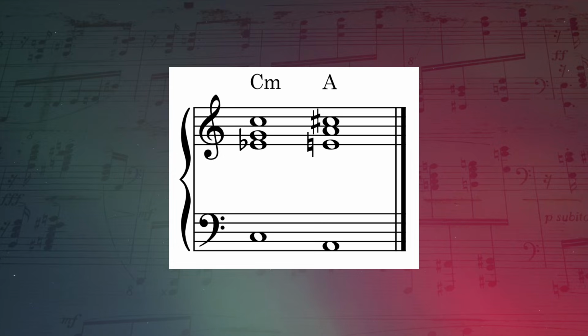A root position chord means you have the root of the chord in the bass. The root of the chord is also the letter name of the chord. So the root of C minor is C, the root of A major is A, and so on. An inversion is when you have some chord tone other than the root in the bass.